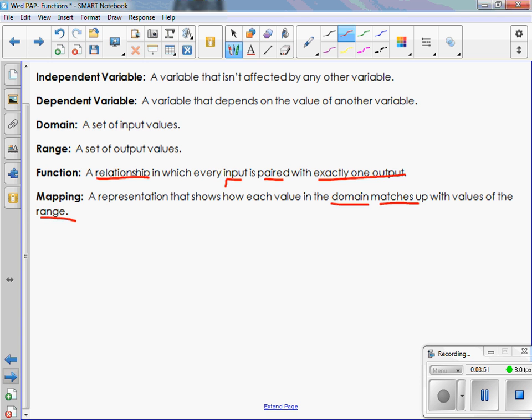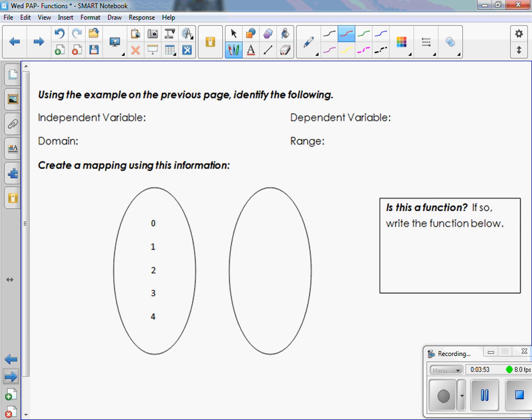So the next part that we're going to be looking at is using that example on the previous page. We want to know what the independent variable is. The independent variable is the number of shirts. And the dependent variable is the amount on the gift card. Because the amount on the gift card depends on how many shirts you've bought.